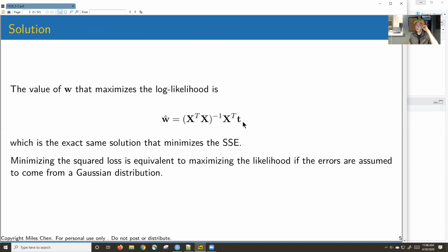That is the same solution for W hat that minimizes the sum of squared errors. So maximizing the log likelihood is equivalent to minimizing the sum of squared error. Okay, so this is where we left off on Monday.